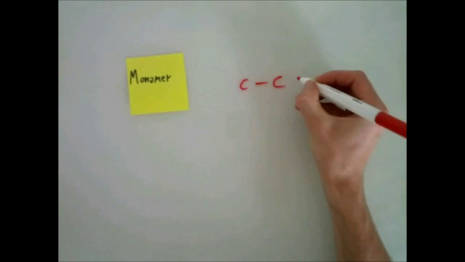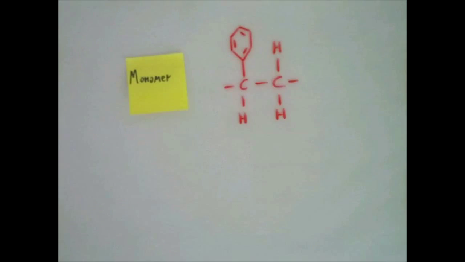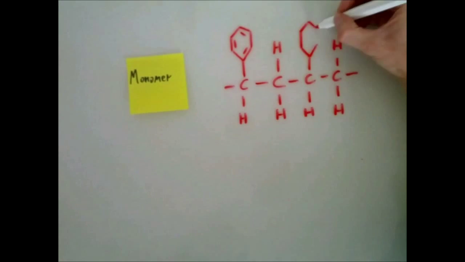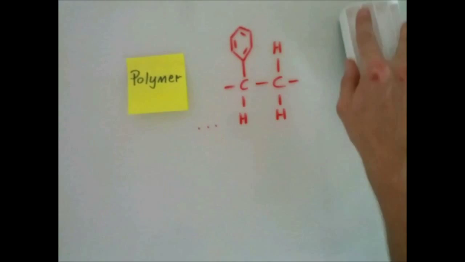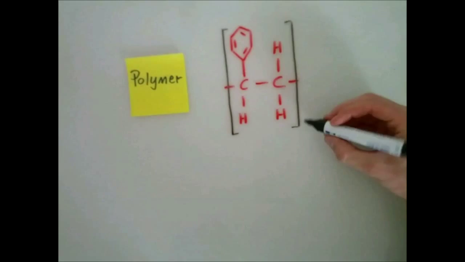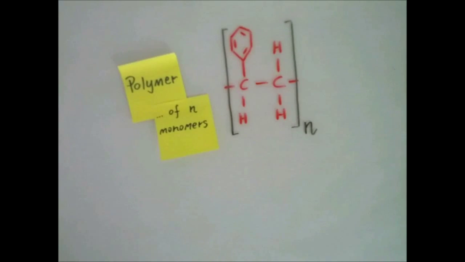A polymer is a very long molecule formed by the repetition of many monomers. These are molecules that can be linked to one another, forming a chain. The best way to write a polymer is to simply write the monomer, put it in brackets, and define the number of monomers it's composed of.